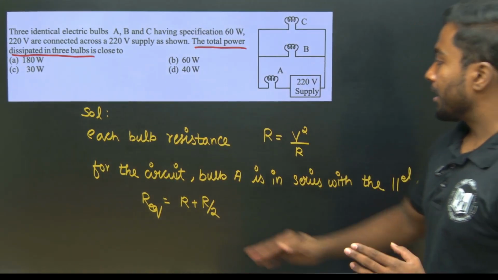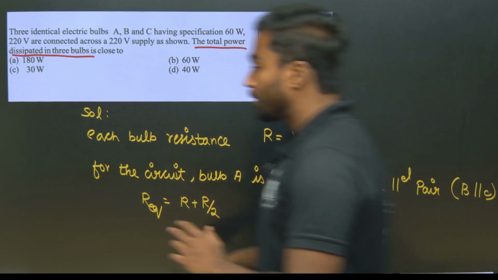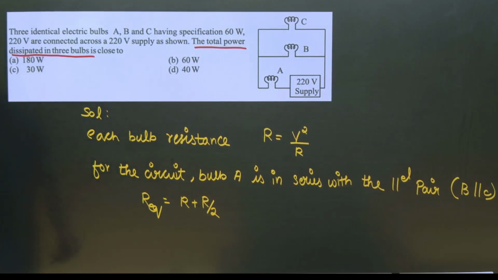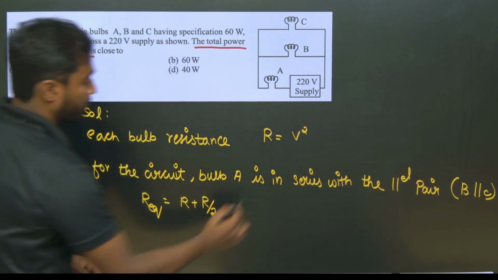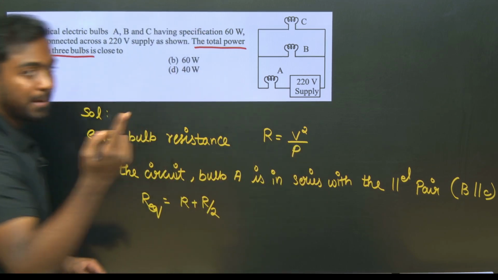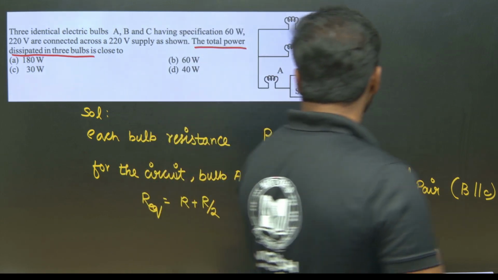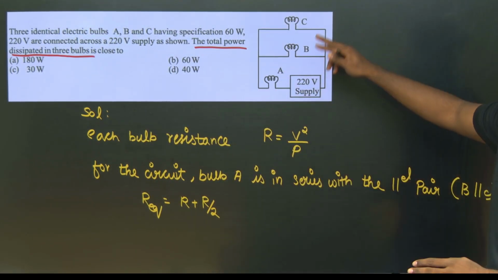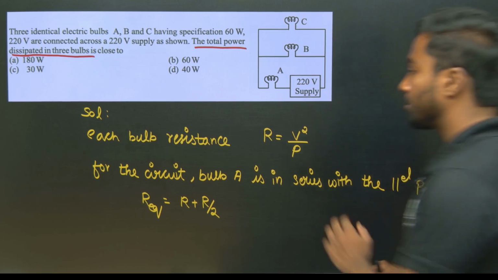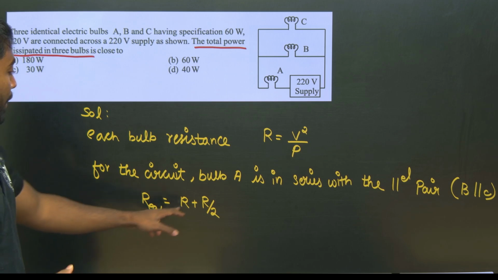Each bulb's resistance R is equal to V square by P. For the circuit, bulb A is in series with the parallel pair, that is B and C. So R equivalent will be equal to R plus R by 2.